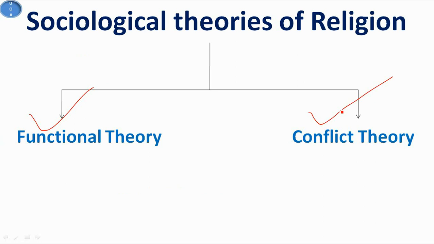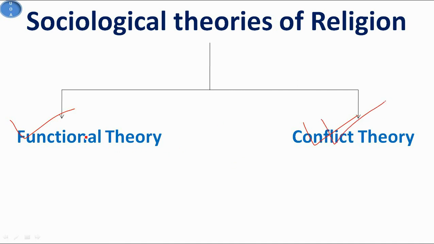So first we understand who are the functionalists and who are the conflict theorists. Basically society is made up of cooperation and conflict, and those sociologists who believe that cooperation is more important in the society than conflict are known as functionalists, and those sociologists who believe that society is based on conflict and not cooperation are known as conflict theorists.